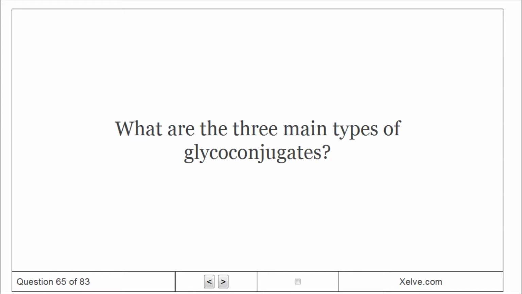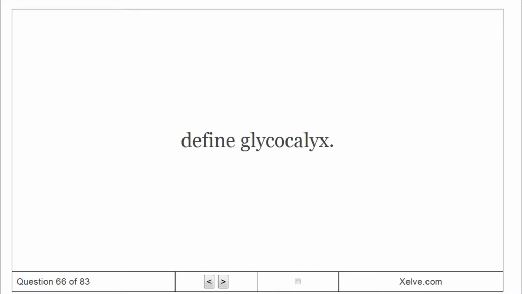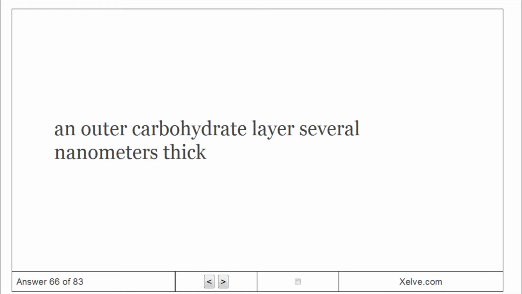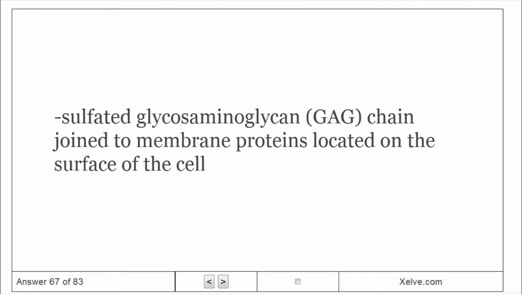What are the three main types of glycoconjugates? Proteoglycans, glycoproteins, glycolipids. Define glycocalyx. An outer carbohydrate layer several nanometers thick. What is a proteoglycan and how is it attached to a core protein? A sulfated glycosaminoglycan chain joins to membrane proteins located on the surface of the cell.